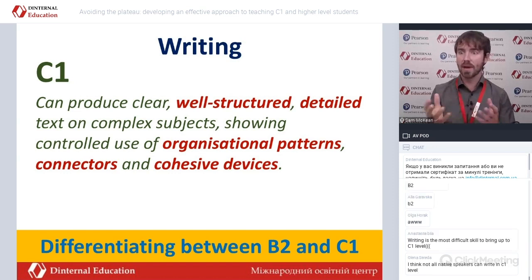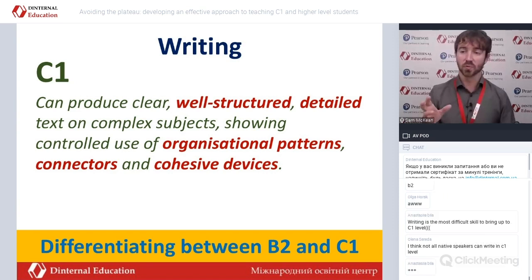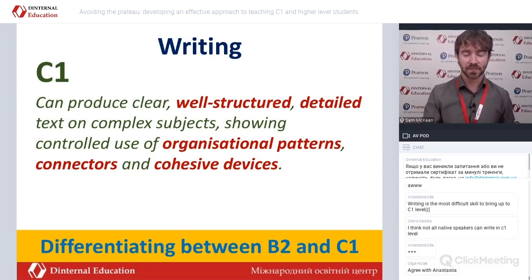Of course, there are many similarities between the two levels, but there are some key areas which really set them apart. So in later webinars in this series, we'll be looking at how we can really develop our students' abilities in these areas.